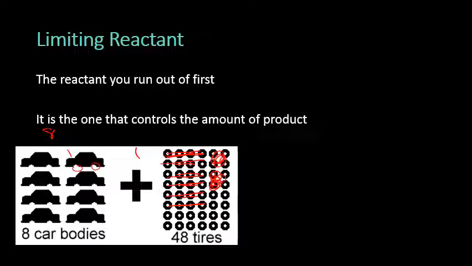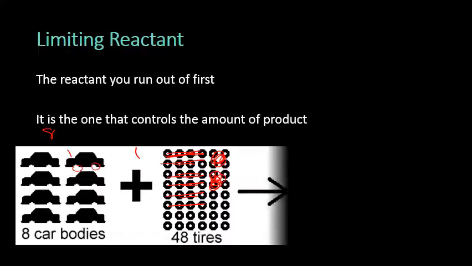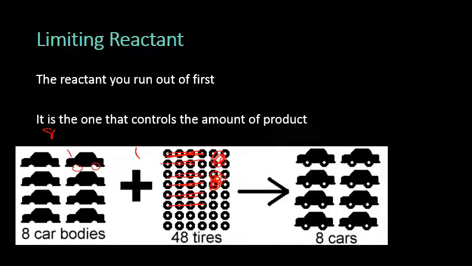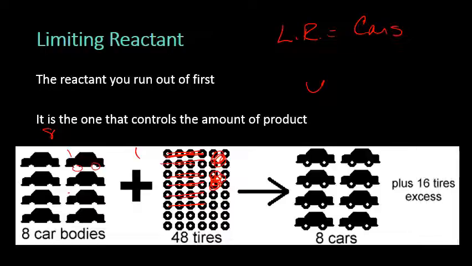So what am I going to run out of first, tires or cars? That's right, I'm going to run out of cars first. Now I can give all 8 cars tires. So my limiting reactant in this case would be the cars. So let me put that down. So we have a limiting reactant equals cars, because that's the one I'm going to run out of first. No matter how many tires I have, the number of cars controls the amount of product. And in this case, I have 16 tires in excess. Too much, more than enough.